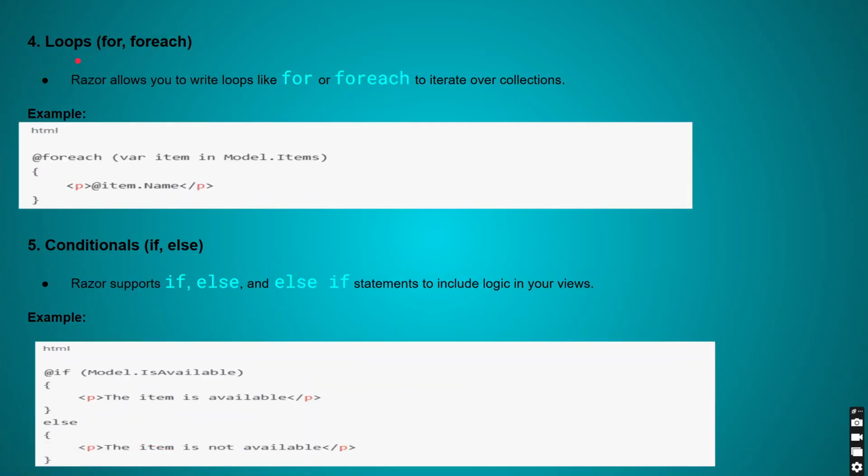For loops, for and foreach, Razor allows you to write loops like for or foreach to iterate over collections. Look, we have an @ symbol before foreach and in the p tag @ before item.Name. And for conditionals, if else, Razor supports if, else and else if statements, including logic in your views. If Model.IsAvailable, look here @ symbol, and the rest of the things are the same, if and else.